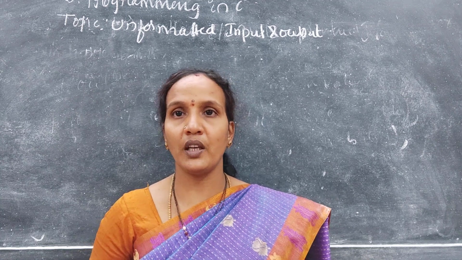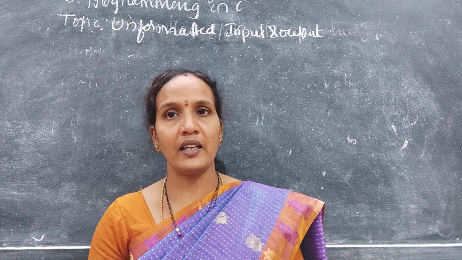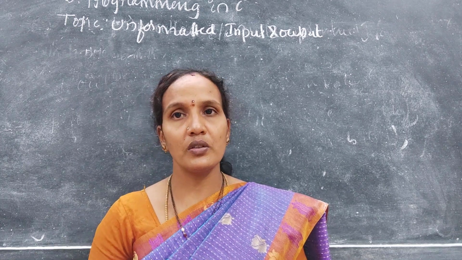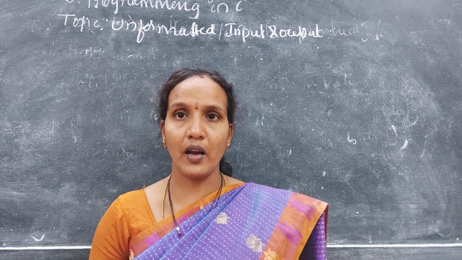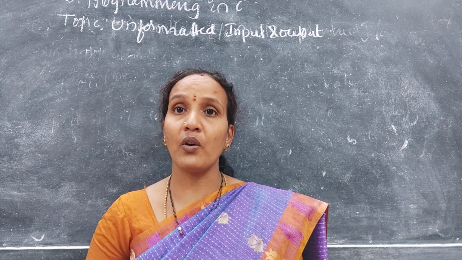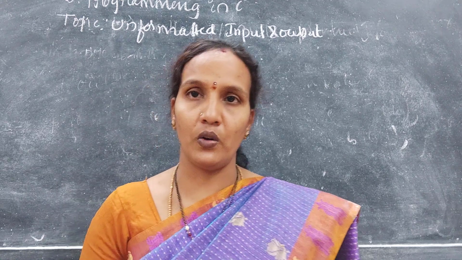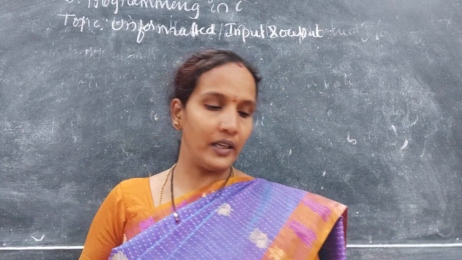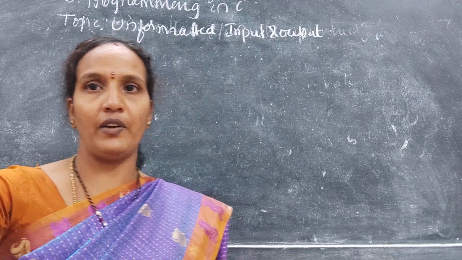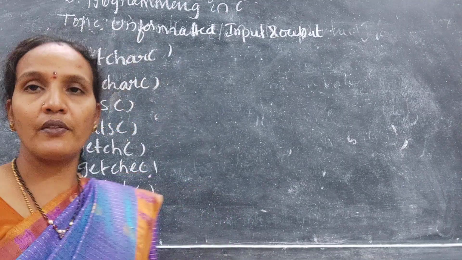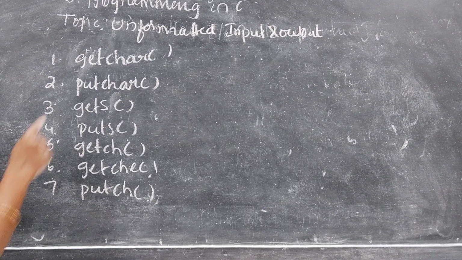So directly whatever the user is entering, whatever the user is typing, as it is, that is converted to the binary format. That is why this type of input and output is called unformatted, and it is not converting. Here I'll give you the list of input and output functions, and then we'll discuss each and every function. So here we have a list of unformatted input and output functions.